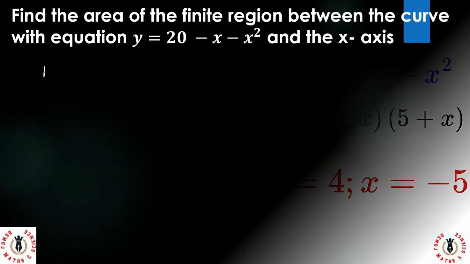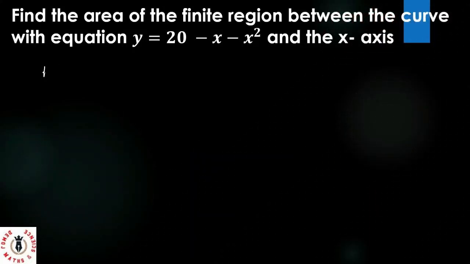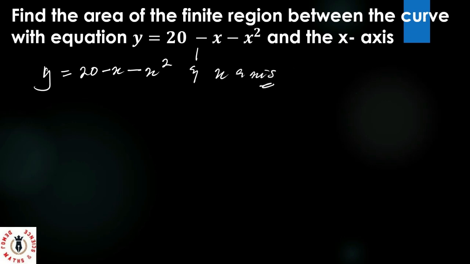The question says we should find the area of the finite region between the curve with equation y equals 20 minus x squared and the x-axis. We're going to divide this process into two. We look for the point where this curve will intercept the x-axis and also intercept the y-axis, after which we'll draw the curve.